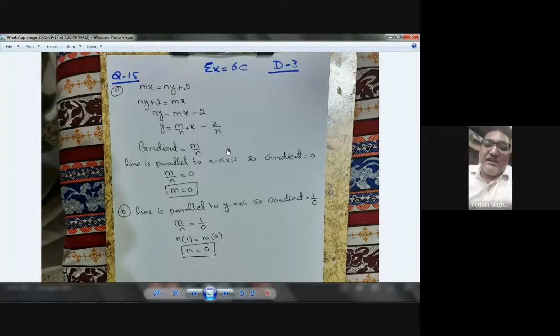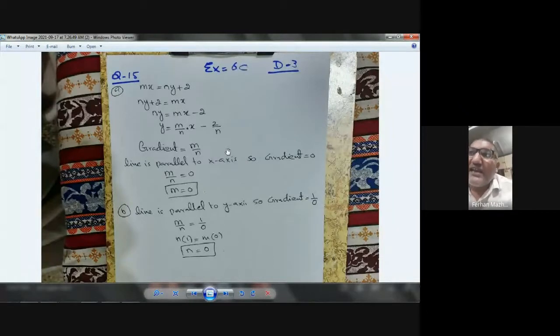In the B part, state the condition for the line to be parallel to the y-axis. If the same line is parallel to the y-axis, the line that is parallel to the y-axis has a gradient that is infinite. Infinite means not defined. The line which is vertical has an infinite gradient. Mathematically, we say 1 by 0.